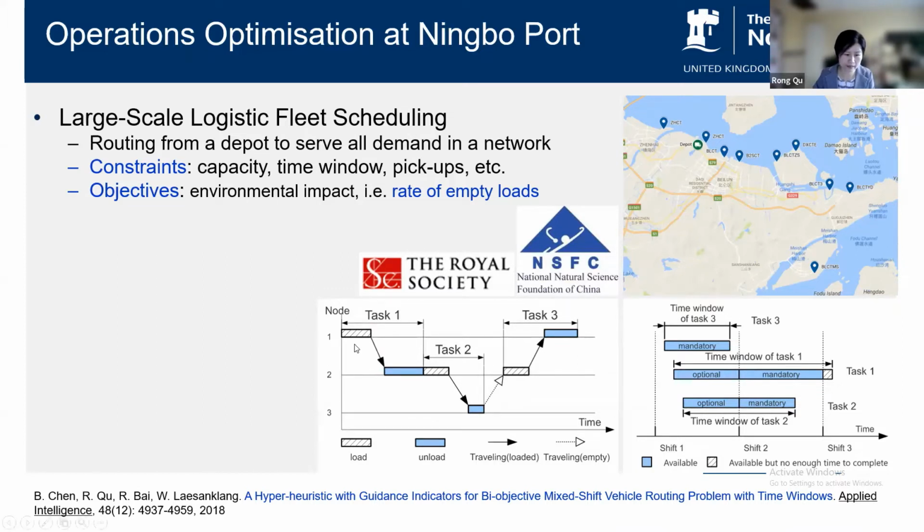So for example, if you look at this, this is a schedule of 1 vehicle serving 3 ports, represented as 3 nodes in the vehicle routing problem. After serving task 1, loading the demands from port 1, the vehicle will send it to port 2, unload it, and pick up the load at port 2, and then send it to port 3. However, there's no goods at port 3 to pick up, so the vehicle has to drive to port 2 again and load the demands there. That leads to an empty load drive. So the company would like to reduce these empty loads, asking for intelligent optimization from us.